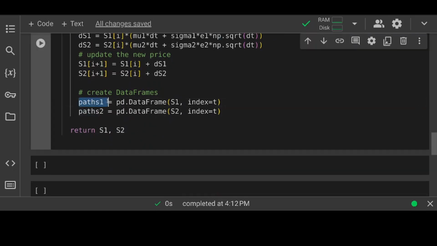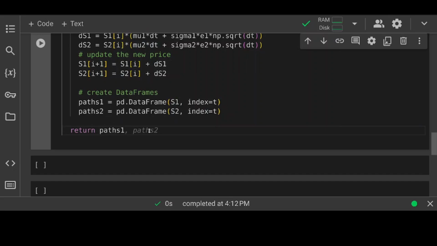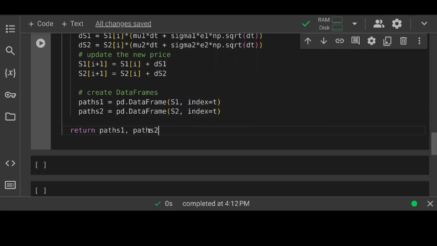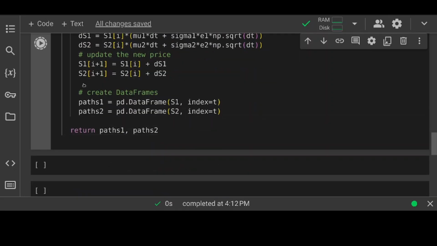So we have the first path equal to PD DataFrame S1 with index equal to T, and the possible path for the second stock price is given by this one. So our output will be path 1 and path 2, paths 1 and paths 2. So this is a function we are going to use for the simulation.